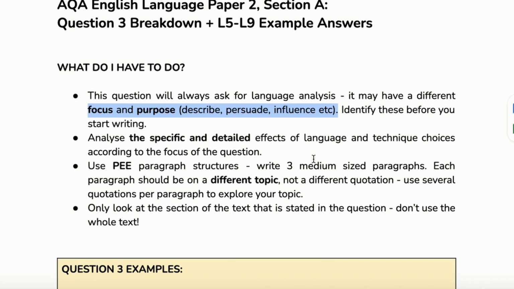So in this case, it's going to be describe, persuade, influence, and so on. Persuade and influence are actually the same purpose, even though the words are different. They're both persuasive ways of writing. So you want to make sure that you're aware of the purpose that is being identified, and all of your ideas when you analyze the language are going to go back into that same purpose. So you're looking for detailed, specific effects.